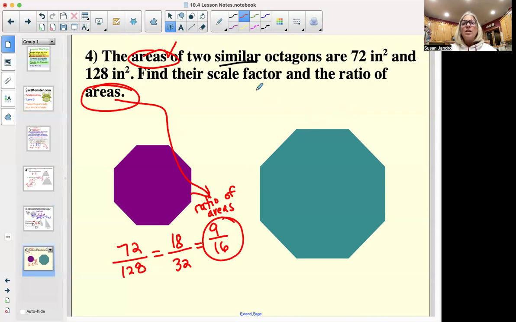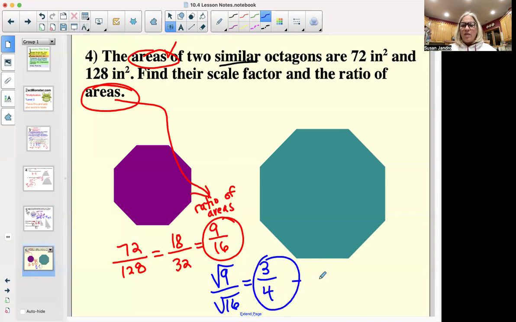How do I find the scale factor? Well, remember, we take the ratio of the areas and we take the square root of both of those. So the square root of 9/16 is 3/4. And that is the ratio of the perimeters and the sides, or you can call that the scale factor.